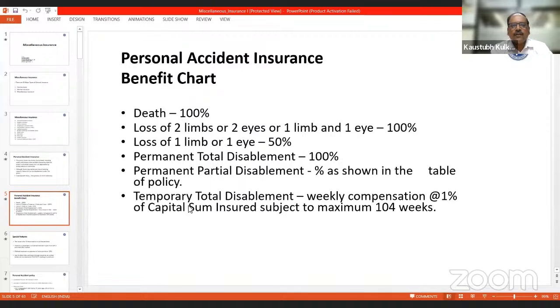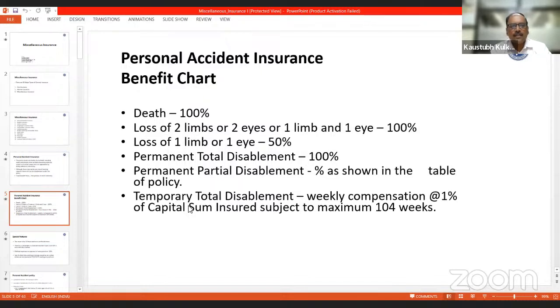Now the next coverage is permanent partial disablement. There are certain percentage as shown in the table of the policy, right from your loss of ears to loss of single thumb or any phalanges. So the percentage differ right from 5% up to 75%. So it differ as per the partial disability. But here, please note that the partial disablement is permanent in nature. So permanent in nature means the disablement is partial, but it is complete. It is permanent in nature. There is no temporary disablement.